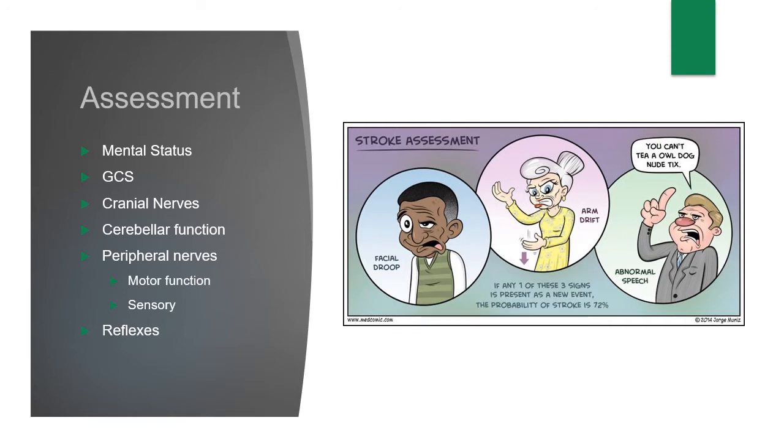If a neural problem is suspected, the Cincinnati Stroke Scale helps determine if a stroke is likely. There are 3 components to this stroke assessment. The first one is facial droop. When the patient looks at you and smiles, do both sides of the face move symmetrically? The next one is arm drift, and you're looking specifically for pronator drift.